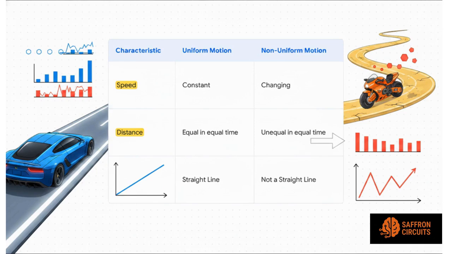So let's put them side by side, because this is a classic exam question. Uniform motion, your steady cruising, means constant speed, same distance every second, and if you graph it, it's a perfectly straight line. Non-uniform, that city traffic, is all about changing speed, different distances, and a messy, curved line on a graph. Lock those differences in.